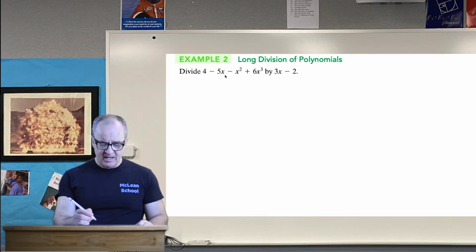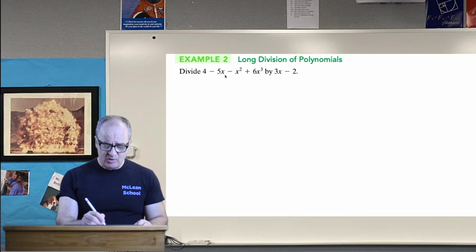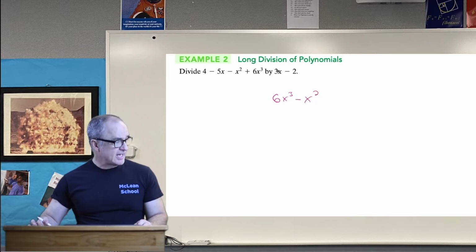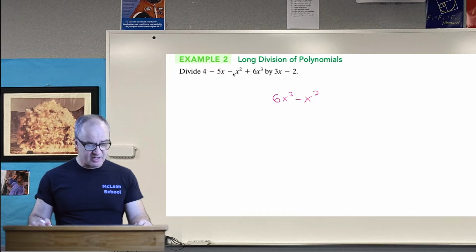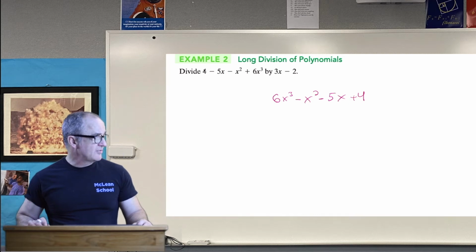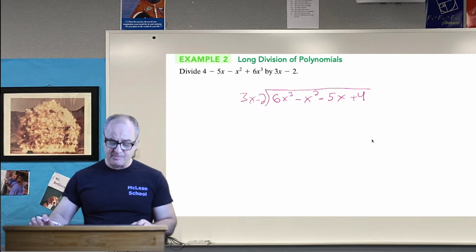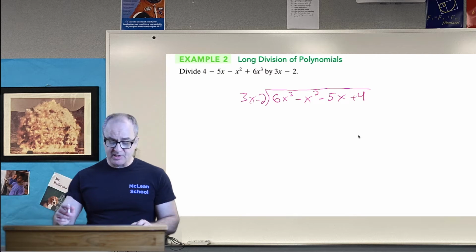And now, first thing I'm going to do, because again, this is like integers and place value is important, I'm going to rewrite what we're dividing into as 6x cubed minus x squared. Notice that this minus sign in front of the x squared travels with the x squared. Don't make that mistake. Minus 5x plus 4. 4 is positive here. Has to still be positive when we rearrange the order. And that is being divided by 3x minus 2. Okay, same set of questions as last time.